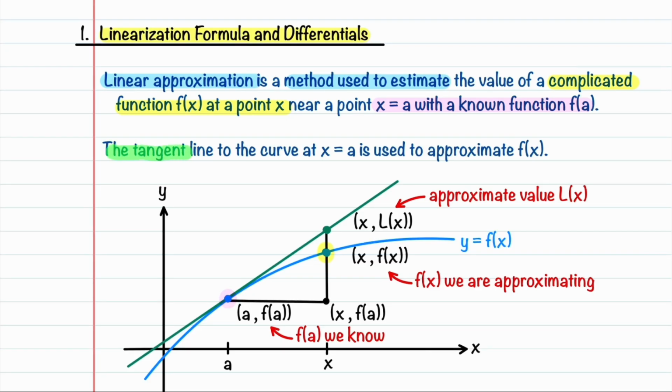The tangent line to the curve at x is equal to a that I've drawn down here in green is used to approximate f of x. This is the value that is used for that approximation. F of a is the y value that we know. F of x is the y value that we are approximating. And then L of x is the approximation.